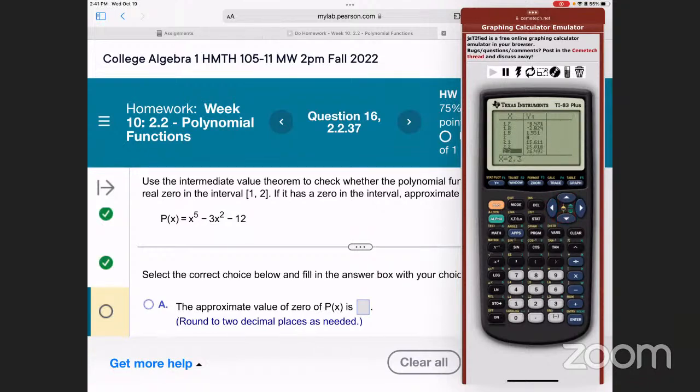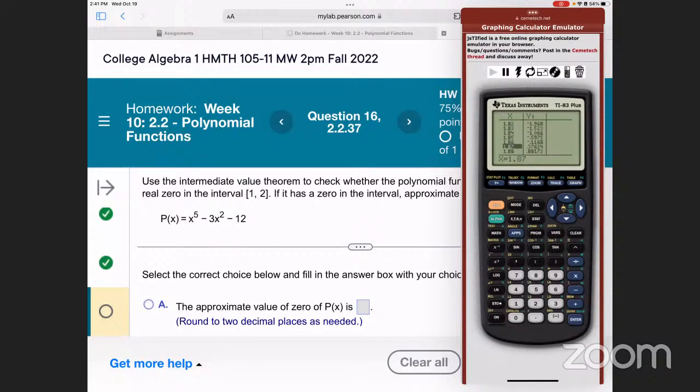Now we're going to get the table to start at 1.8. So I'm going to go to table set. We want to start at 1.8, and now we want to change by 0.01. Let's go back to the table. We're starting at 1.8, and now we're looking for another sign change. On the right, they're all negative right there. It's between 1.86 and 1.87.